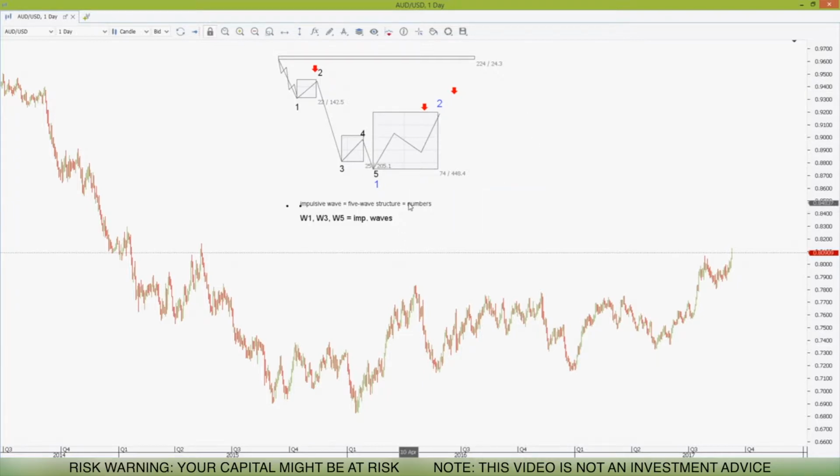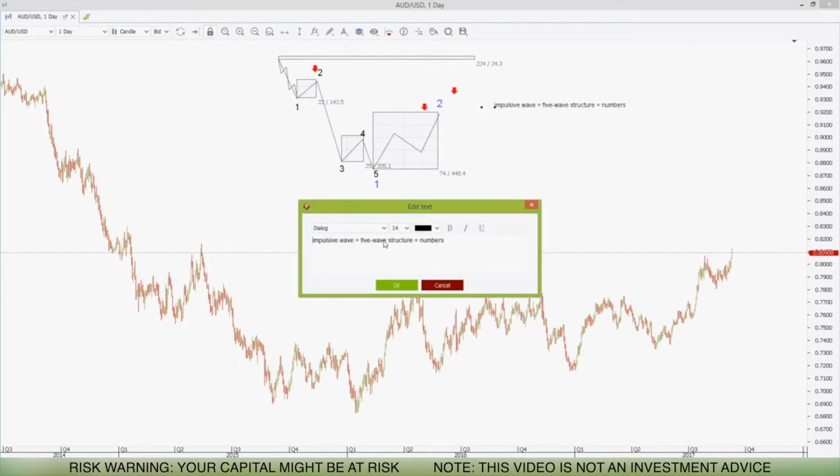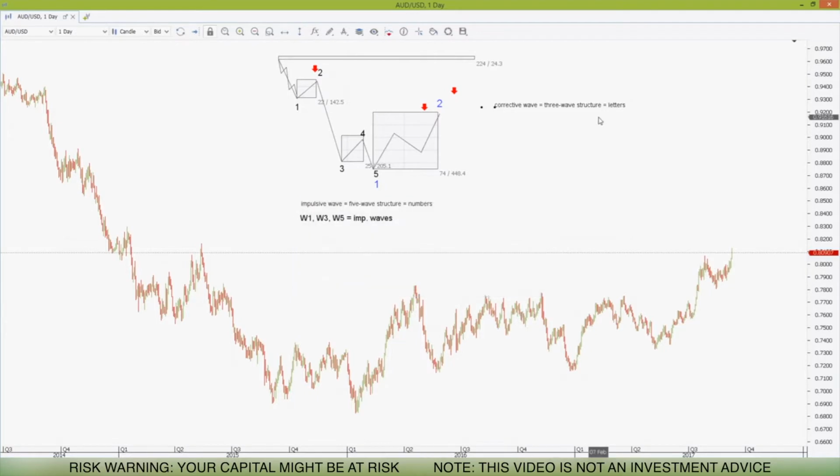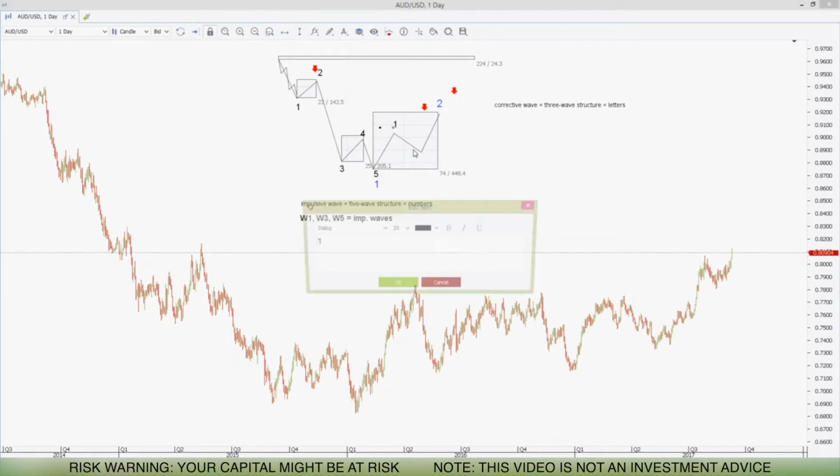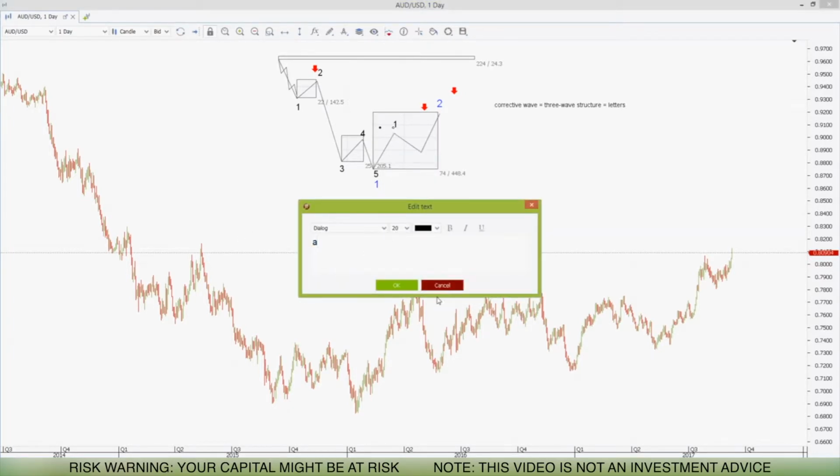If impulsive waves are a five-wave structure, guess what corrective waves are? Corrective waves are three-wave structures, and they are labeled with letters. Corrective wave: three-wave structure labeled with letters. Therefore, whenever you look at an Elliott Waves analysis from this moment on and you see some letters on the screen, you know that those are corrective waves.